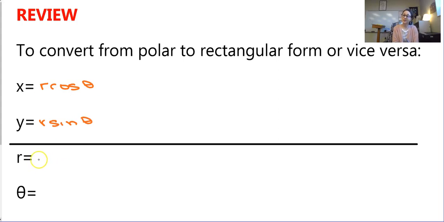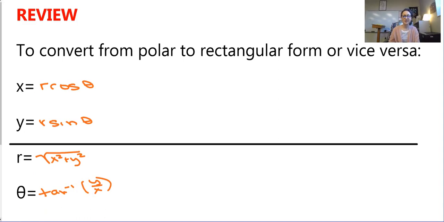Now, if I want to go the other way around, if I have x and y and I want to find r and theta, then r is going to equal the square root of x squared plus y squared, and theta equals inverse tan of y over x. And again, we just have to be careful there, right, if we're using a calculator to calculate this for us, as opposed to looking right onto the unit circle, for example.